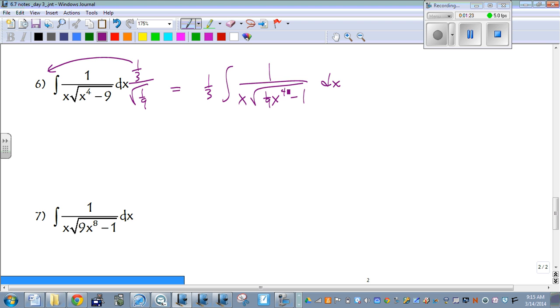So once we get that 1 in the denominator, now we can set up what's u squared, u, and du. So what's our u squared? 1/9 x to the 4th. So u, the square root of that, is going to be 1/3 x squared. Right, the square root of 1/9 is 1/3, and the square root of x to the 4th is x squared. And then our du will just be 2/3 x dx.